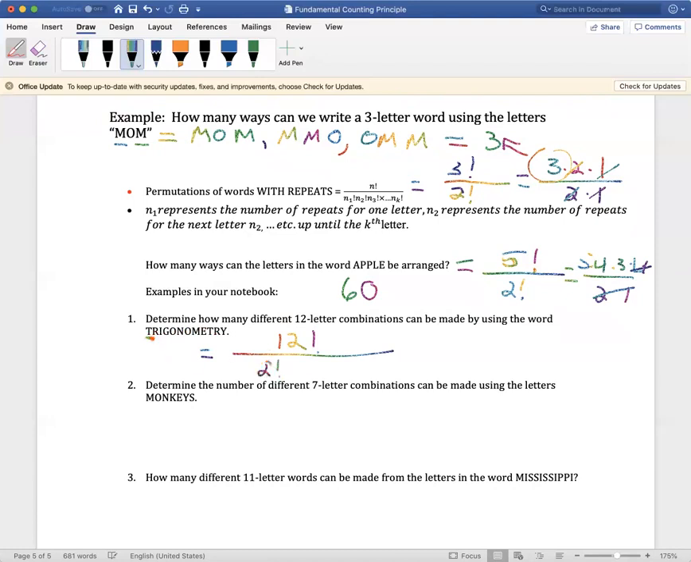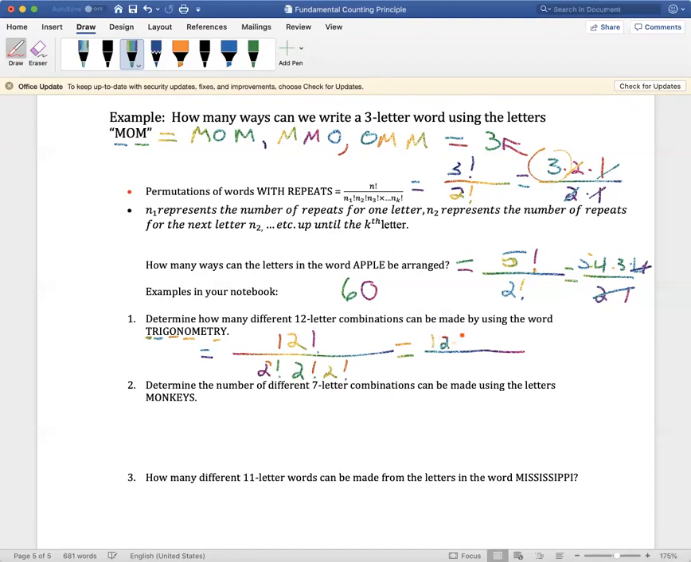R repeats twice also, so we're going to call that 2 factorial again. I does not repeat, G does not repeat, O repeats twice, so we're going to call that 2 factorial. N does not repeat, M does not repeat, and we have no other repetitions. So however many times it repeats, for however many letters you have, this is what you want to do on the bottom.